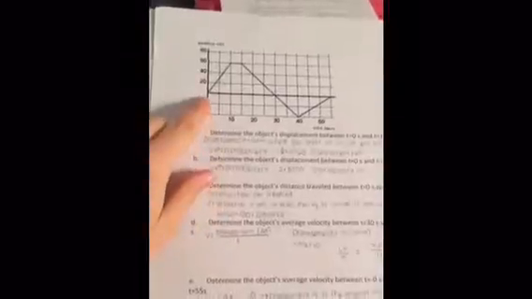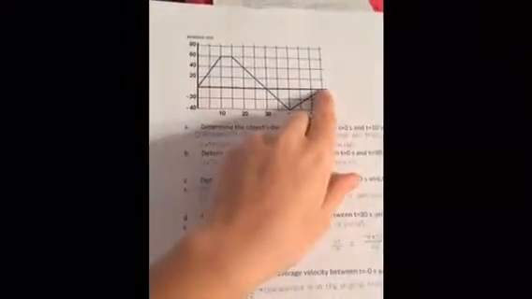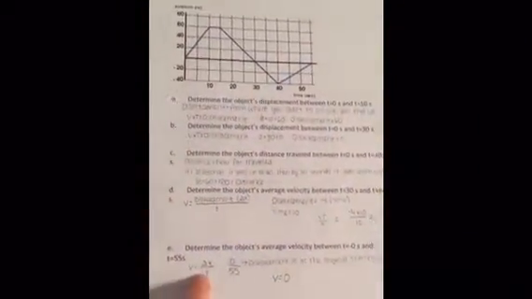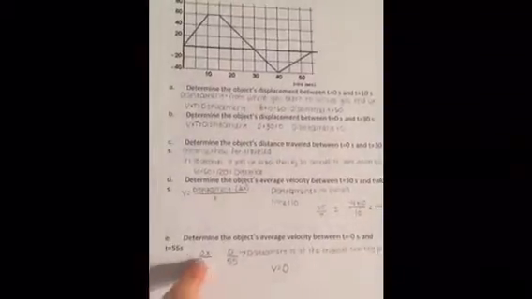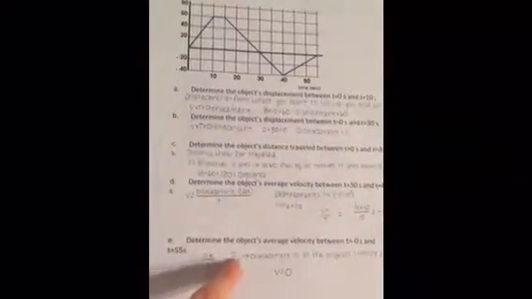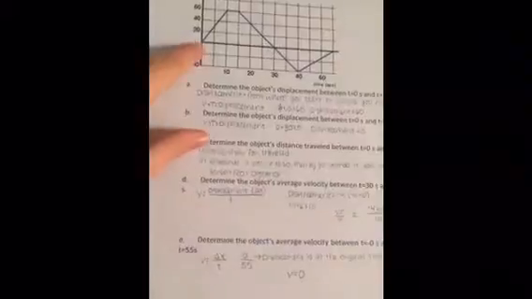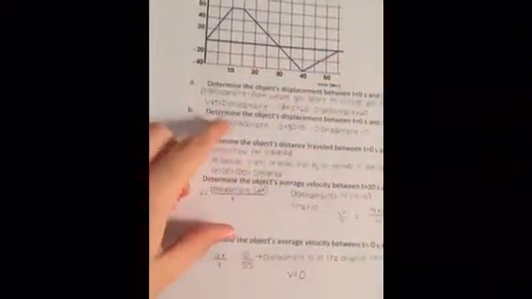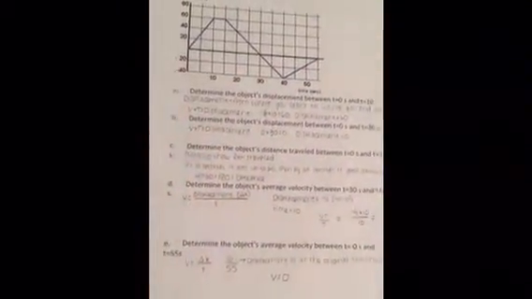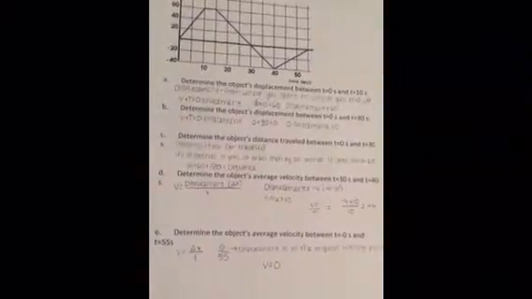And then E, determine the object's average velocity between t equals 0 and t equals 55. So here's t equals 0, here's t equals 55. And again, you would take the change in x, which is 0, because it's on the same line, and then divide by 55, which is the time. So the overall average is 0.